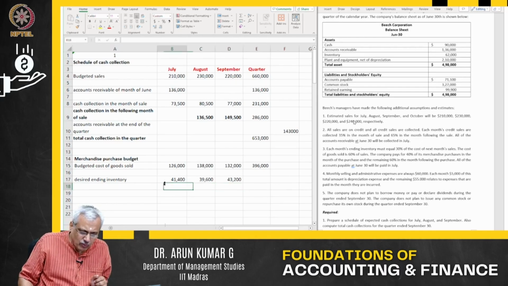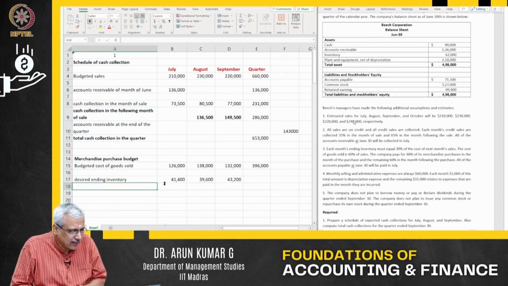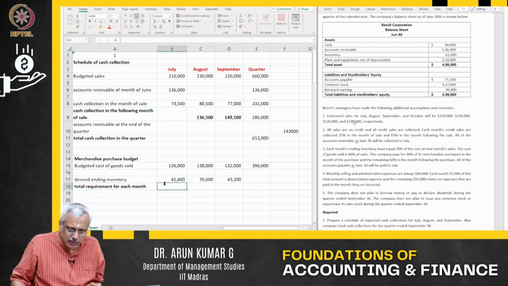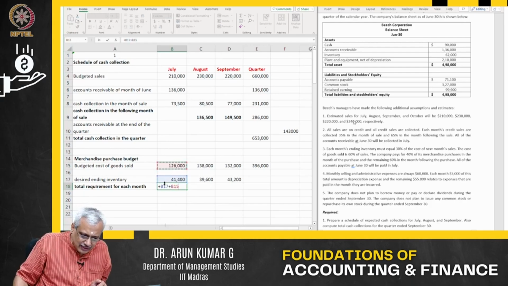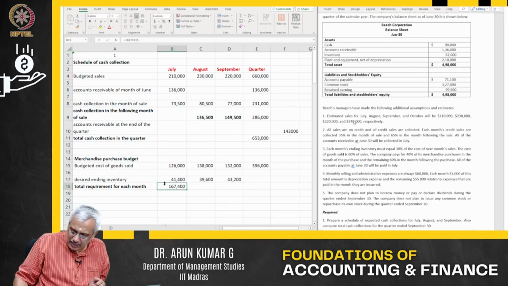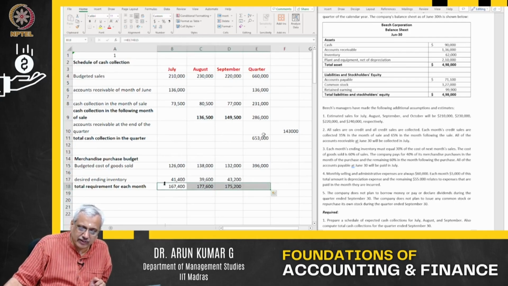That means, what is the total material requirement each month, or what do you call it, the total requirement for each month out there. What is the total requirement? Total requirement is the ending inventory I have plus the budgeted cost of goods sold I basically have. This is the budgeted sale, and this is the ending inventory, plus this is the budgeted sale I have. My total requirement, if I look at in this particular case, will be slightly more or less.